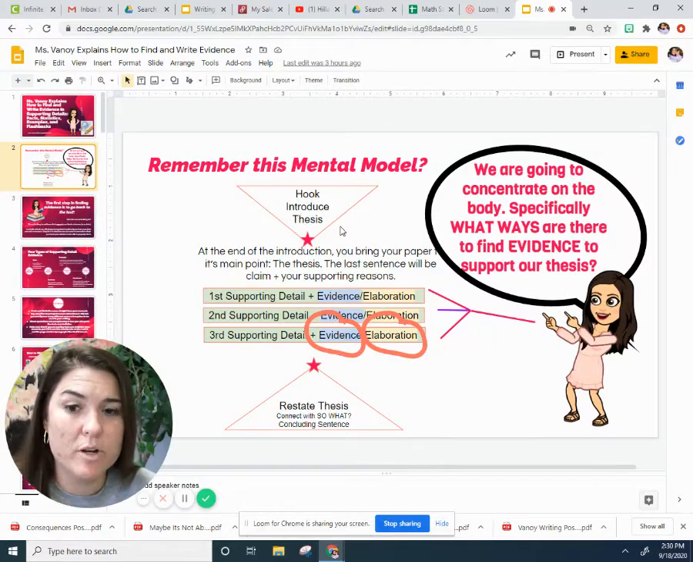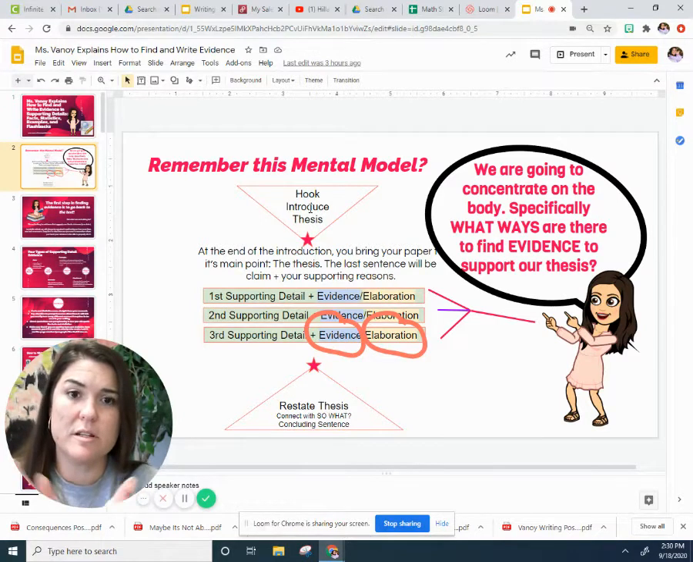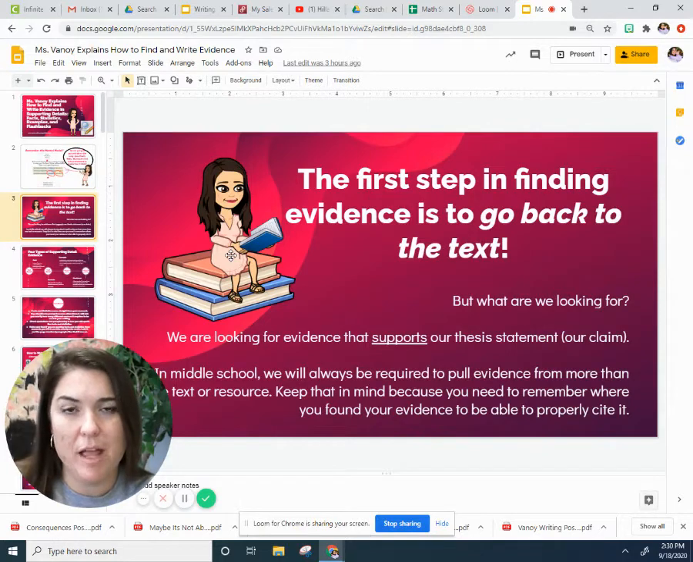And I wanted you to remember this mental model of the triangle, where it starts out broadly, we've got the hook, you introduce, and then you've got that thesis. Everything has to go back to that thesis and support that. The very first topic sentence of the body is going to support one of your big ideas, reasons from your hook or from your introduction. And then the second supporting detail is going to be in that next body paragraph and so on. Today, we're going to focus not on the overall, like we've talked about a lot in other videos and in other days in class, but on that evidence and a little bit of that elaboration part too.